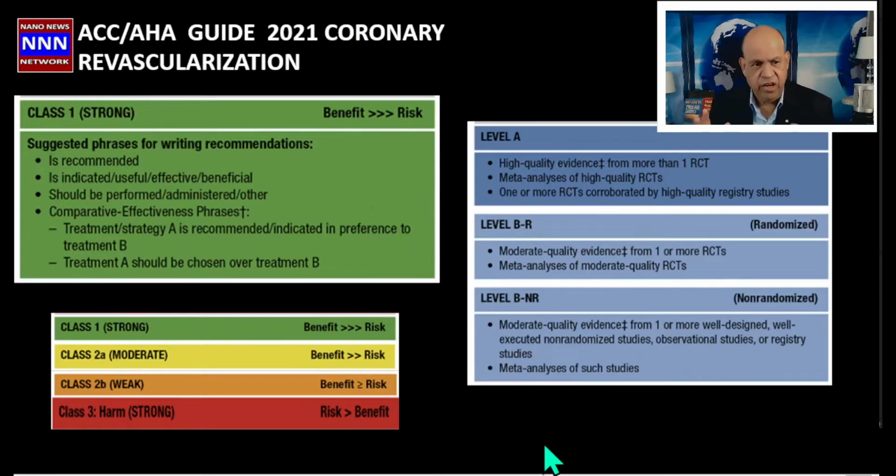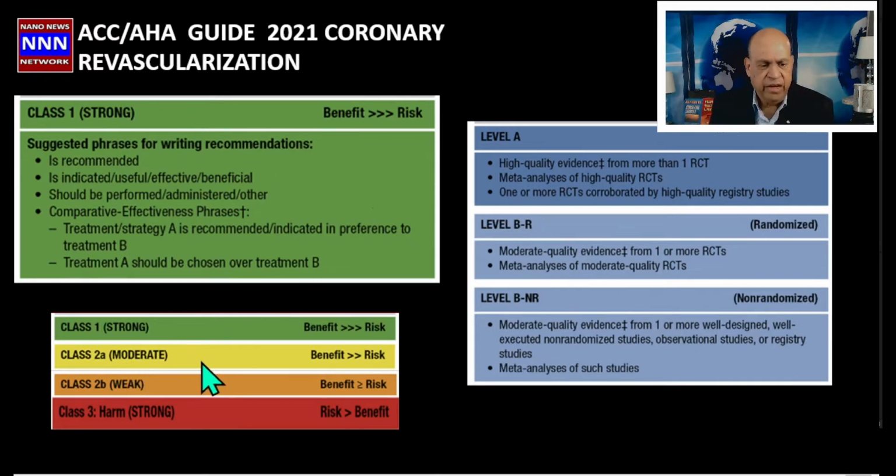Anyway, this is ACC AHA guidelines. So of course they are going to be making recommendations, and they are based on class 1, class 2A, class 2B, class 3, and basically class 1 has strong evidence of multiple randomized clinical trials showing benefit which far outweighs the risk. I want you to imprint this image in your mind, because this is what is going to direct what you recommend for your patients.